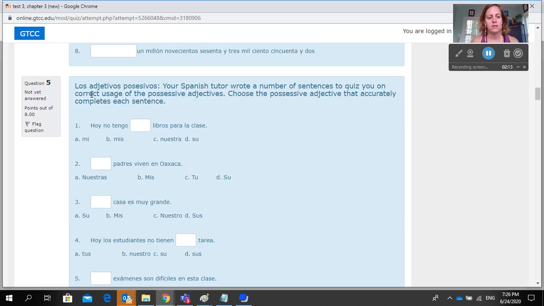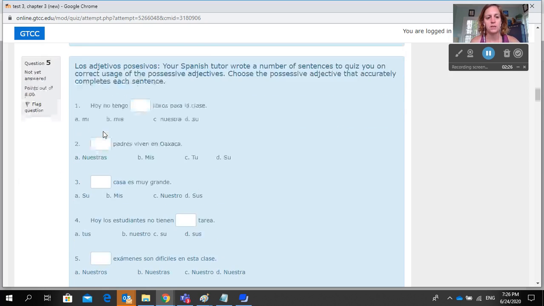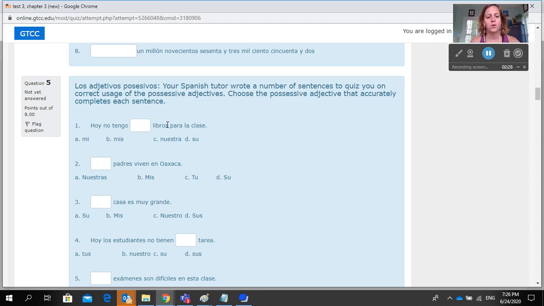Okay? Then down here it says los adjetivos posesivos. Your Spanish tutor wrote a number of sentences to quiz you on correct usage of the possessive adjectives. Choose the possessive adjective that accurately completes each sentence. So hoy no tengo blank libros para la clase. Would it be mi, mis, nuestra, su?